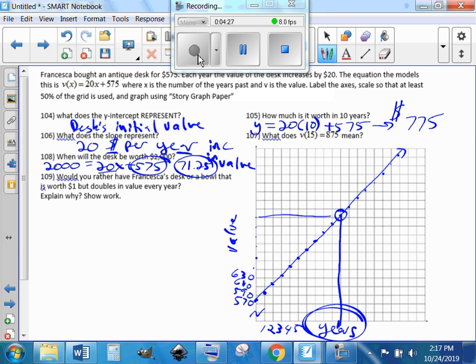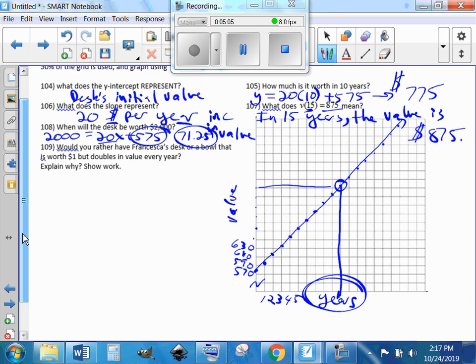For 107, what does v of 15 equals 875 mean? So that means in 15 years, because again, that 15 is the x, so in 15 years, the value is $875. So a lot of this is just understanding that notation, that v of 15 means when the x is 15, the 875 is the output.